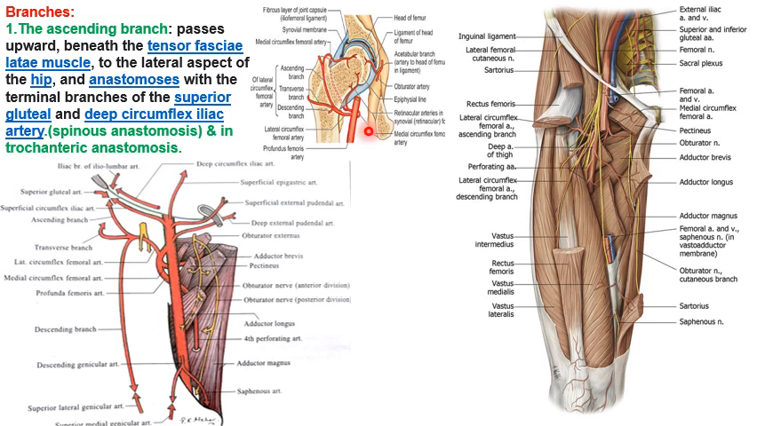So all these anastomoses, when we say anastomosis, it is a collateral circulation that is established and will become more prominent, circulating blood when there is blockage of the major arteries.